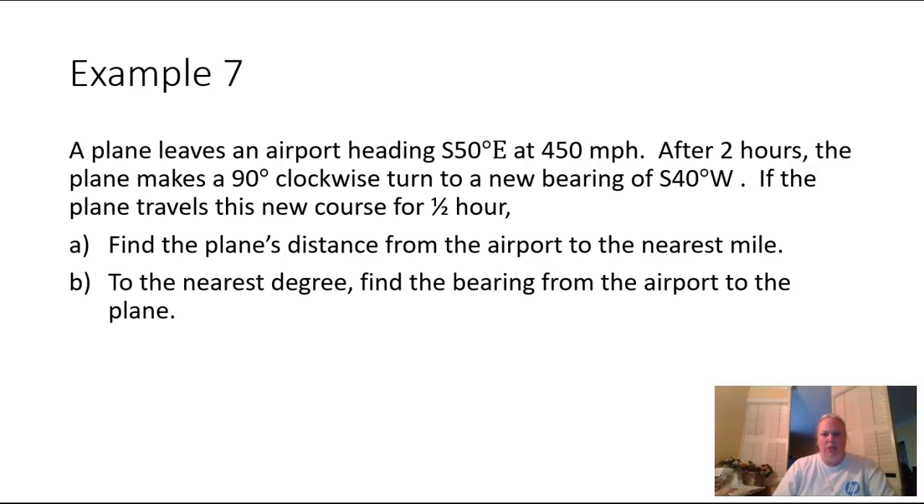All right, let's see if we can get a picture of this drawn. So we have the airport right here. And if this is going to be due south right here, the plane is going to leave 50 degrees east of south and stop somewhere in here. So this angle is 50 degrees. Then it's going to make a 90-degree turn clockwise. So this is going to be a right turn. And then the plane winds up at this place right here.